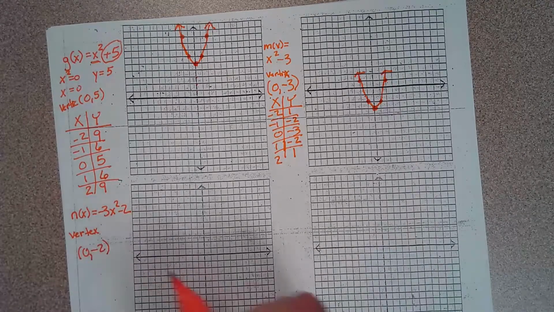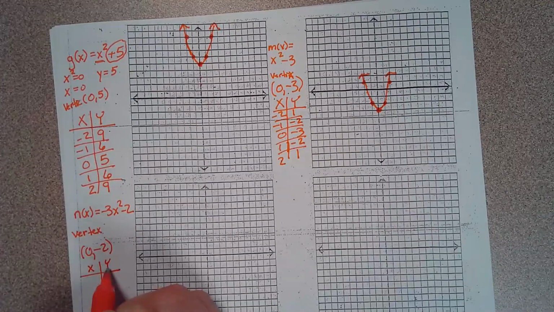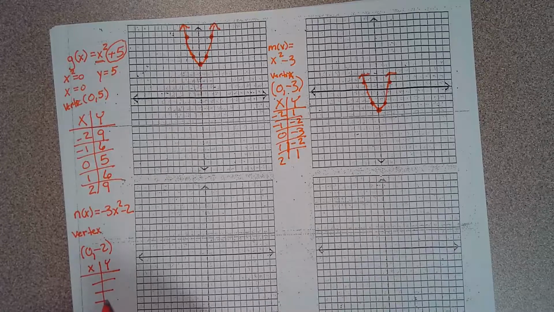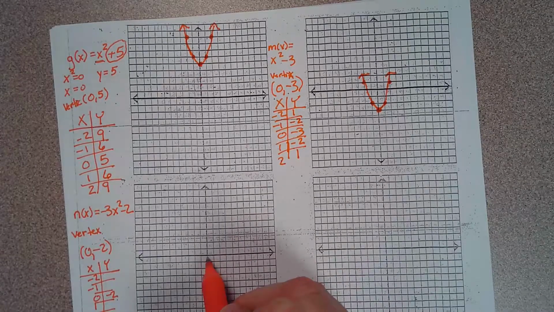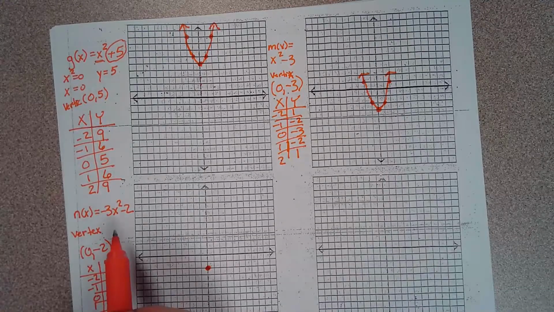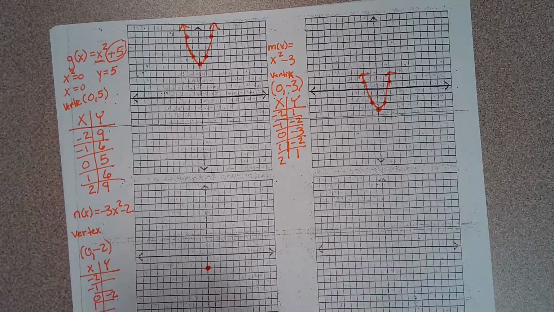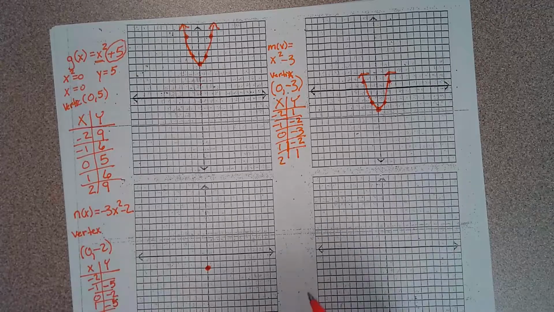So I know when I begin my table, this is going to be my starting point. So I know I'm going to have 0, negative 2. So negative 1, negative 2, 1, and 2. Right here is my vertex point. Now put 1 in. So 1 squared is 1. 1 times negative 3 is negative 3, and negative 2 makes negative 5. So it's going to be negative 5 this time.